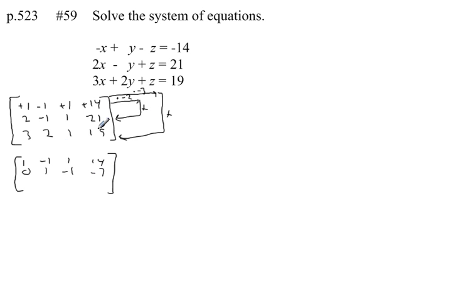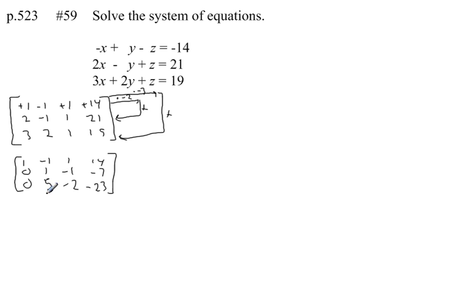Doing the same thing to the bottom row, I'll multiply the top row by negative 3, add it to the bottom row. Negative 3 plus 3 is 0. 3 plus 2 is 5. Negative 3 plus 1 is negative 2. And let's see here, negative 3 times 14 is negative 42. Plus 19 is negative 23. Okay, now I've got a 1 here, 0s down the first column.